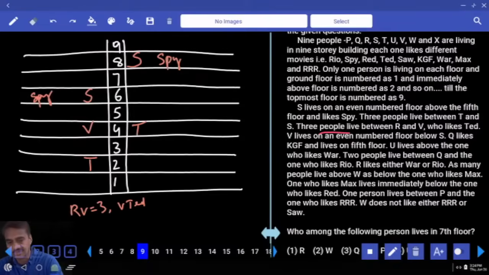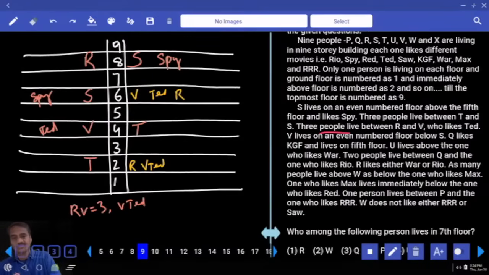Now V is here, and V likes what? V likes 10. And how many people between V and R? 3 people. R must be here. Then in this case, how many possibilities do we have? You can have V at this place, V likes 10, 3 people between V and R, then R can be here.